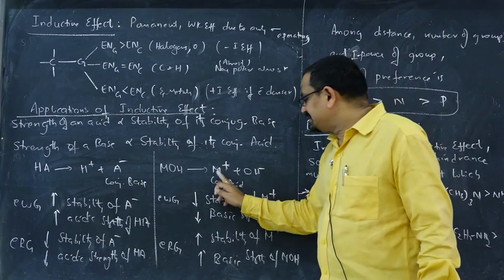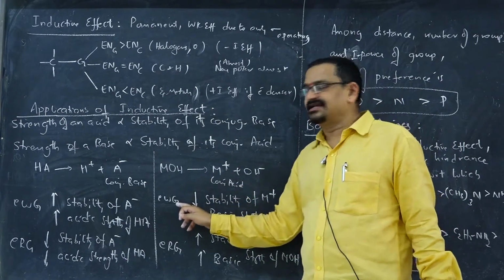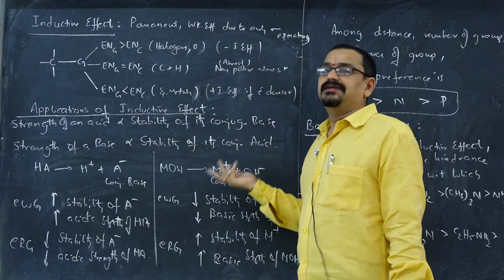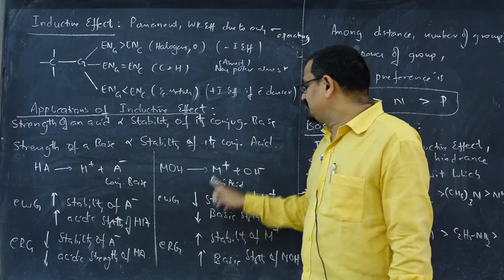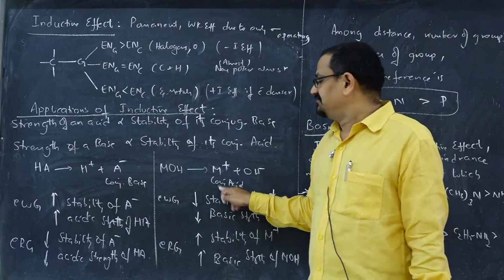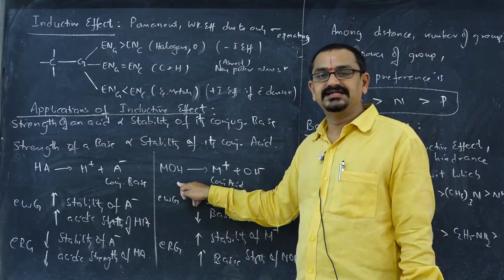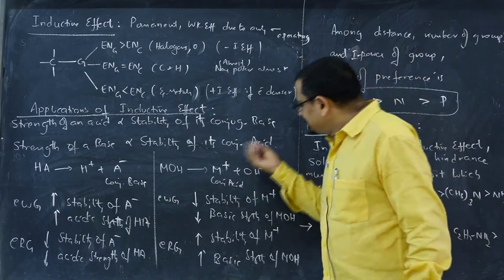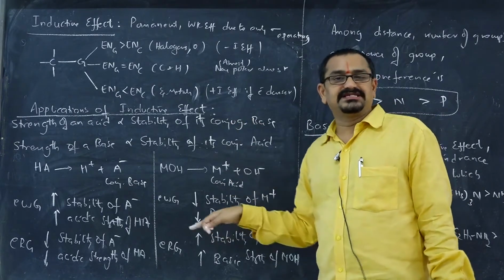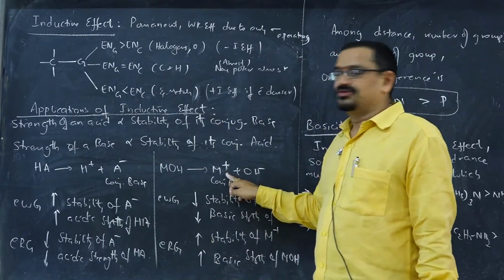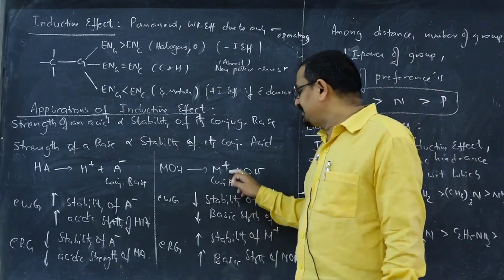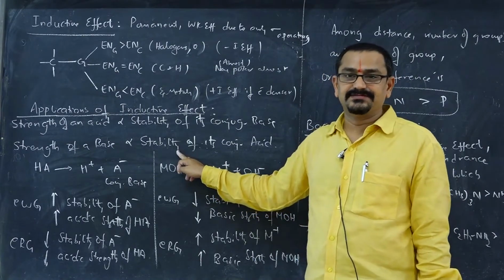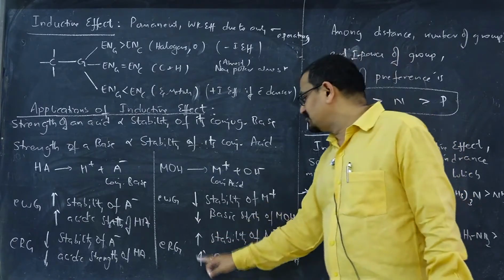Now, if this M plus cation, the conjugate acid, is connected with an electron withdrawing group, it withdraws more electron density, hence the plus charge will increase and it becomes unstable. Thus, an electron withdrawing group decreases the stability of the conjugate acid, which in turn decreases the basic character of its parent base. If an electron releasing group is connected on M plus, then it releases electron density and the plus charge will be suppressed, the charge density will be less, and it will be more stable. Thus, an electron releasing group increases the stability of the conjugate acid, which in turn increases the basic character of the parent base. And this is about electron releasing group and electron withdrawing group.